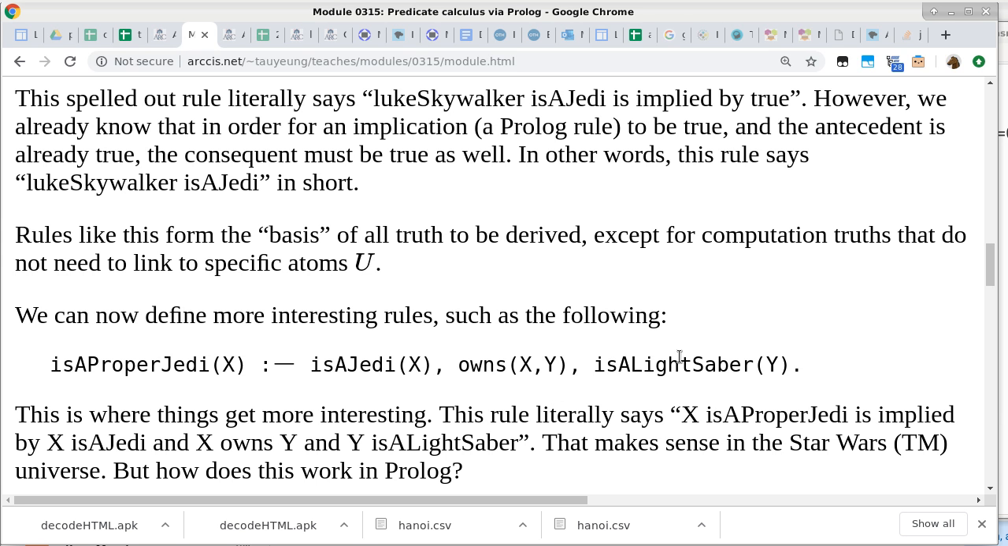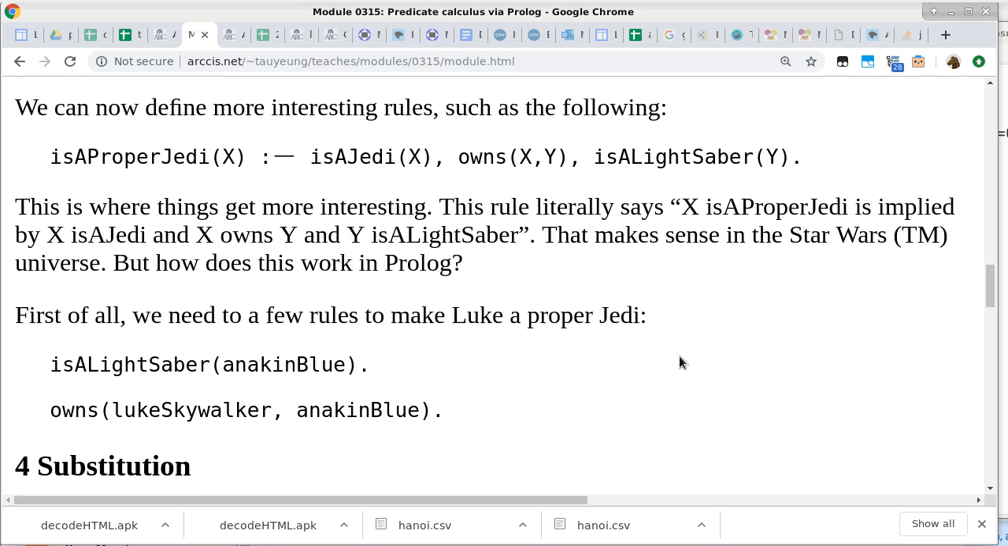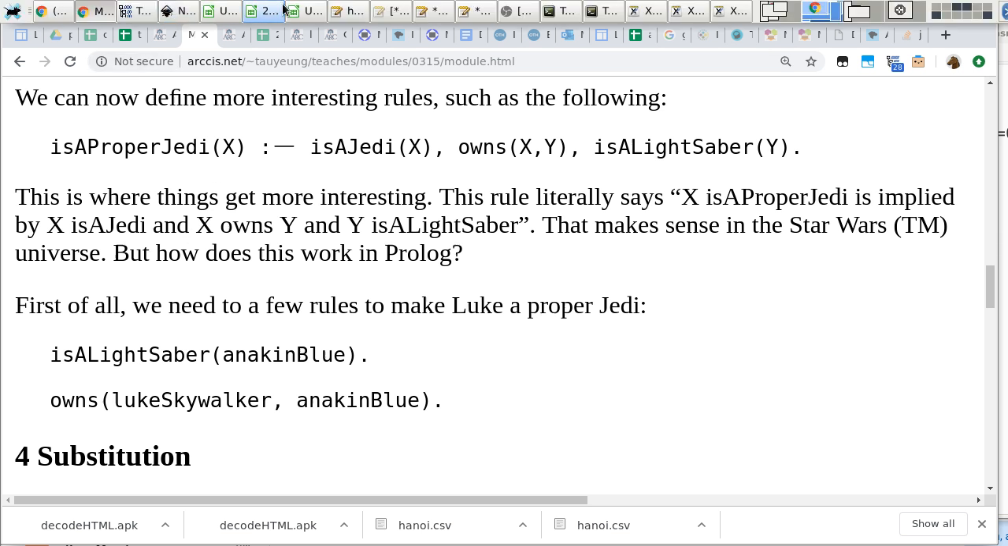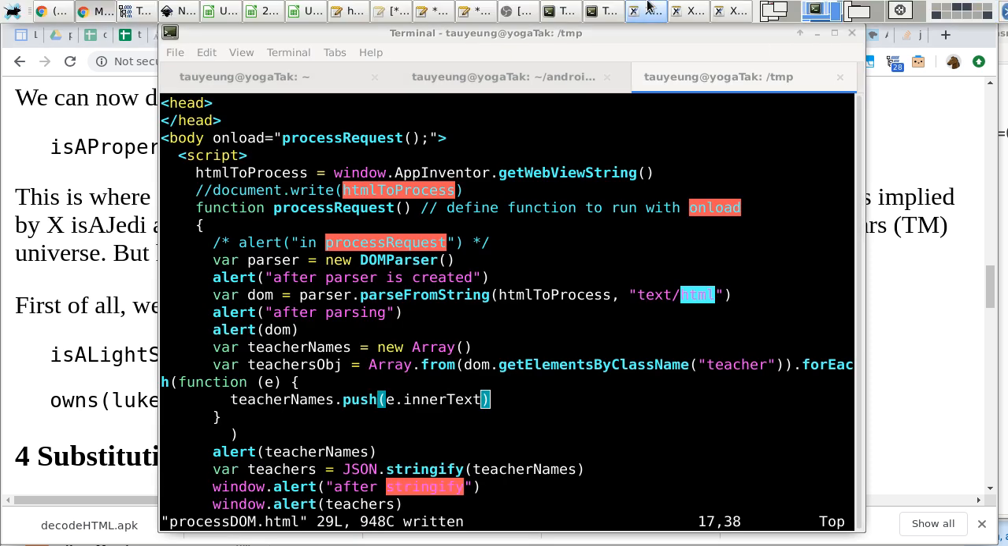So the next few paragraphs are really talking about the same thing. If we put these rules in, then when we ask who is a proper Jedi, the system will automatically figure out and say, oh, Luke Skywalker is a proper Jedi. So I think this is a good time to actually demonstrate and work with Prolog. It's kind of fun. Okay, the recorder is on, so that's good.